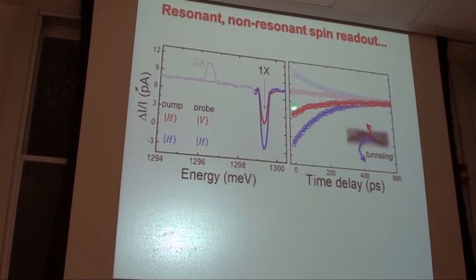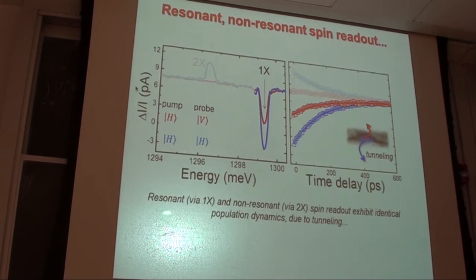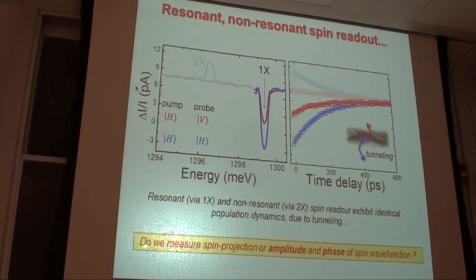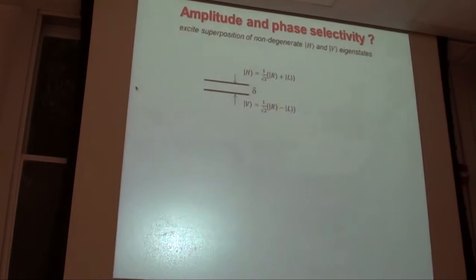And what you see from this dynamics is essentially the tunneling time of the carriers. We can change that by changing the electric field we apply to the quantum dot. So what I'd want you to have in your mind is that we can do resonant and non-resonant spin readouts. They exhibit identical dynamics. You can see from these curves, you can maybe believe me that they're identical. It's due to tunneling. And the question is, do we measure spin projection or do we also measure amplitude and phase?